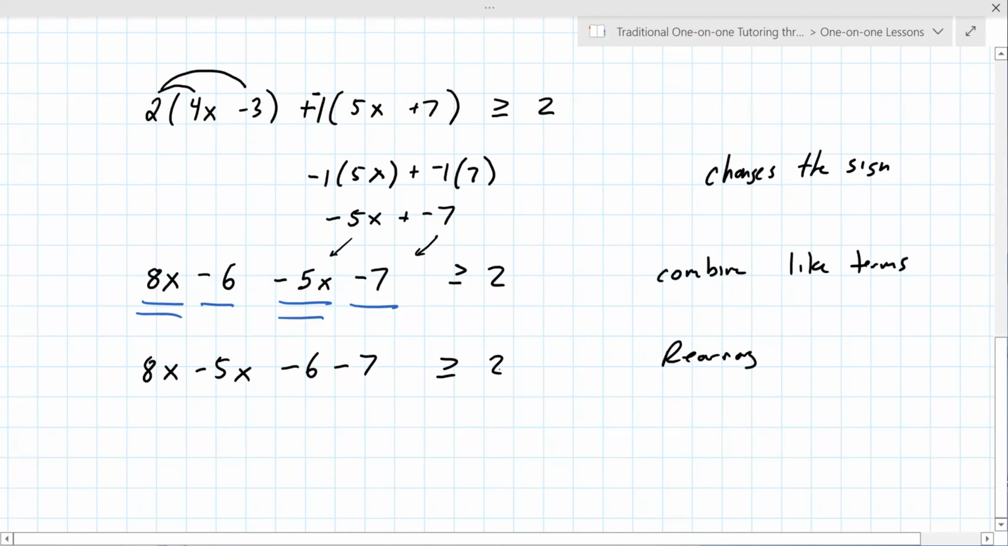What does that become? Would it be 3x? Good. And then you've got -6 minus 7. -13. Good. Okay, what's the next thing to do here to solve this?